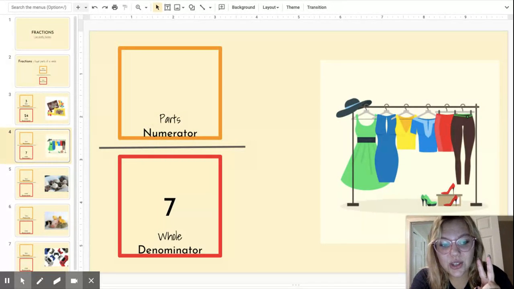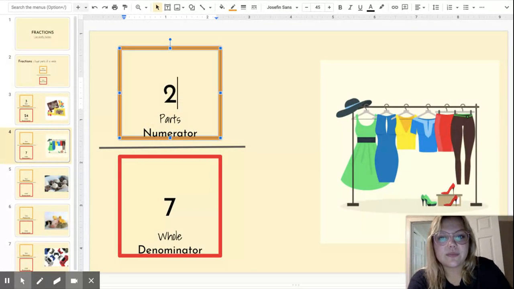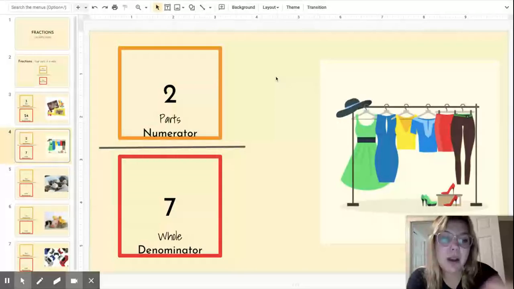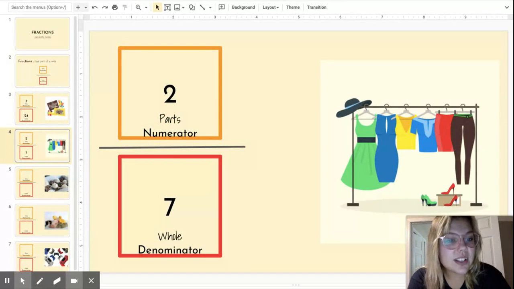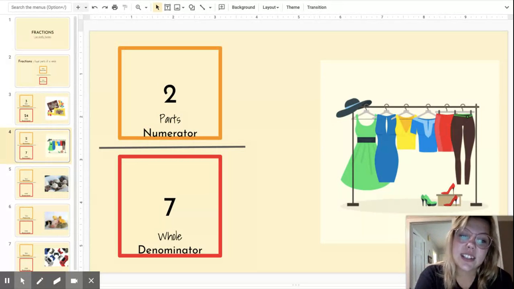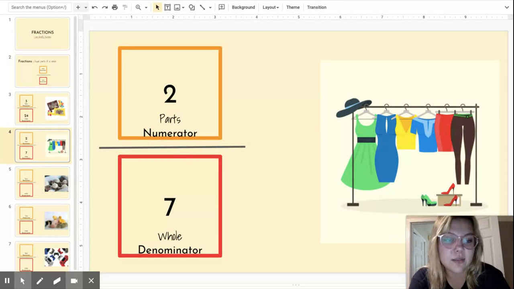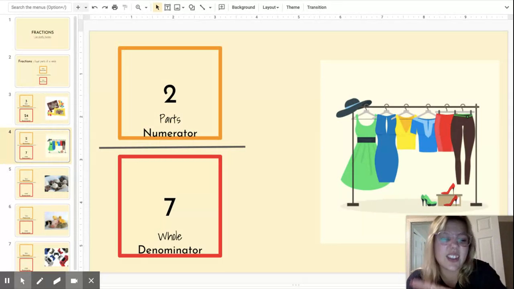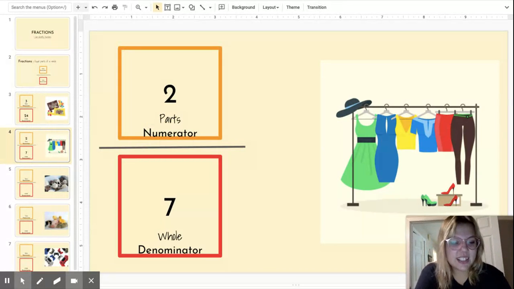Did you say 2? That's right, there are 2 dresses. We just created a fraction about Mrs. Price's closet. Thanks for helping me. So if I wanted to describe the amount of dresses compared to all of my clothing items, I could say 2/7 of the clothing items are dresses. That tells me that 2 are dresses and there are 7 items total. Let's move on to this next one.